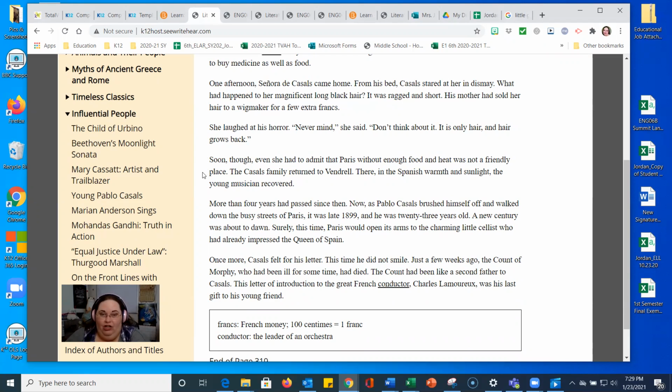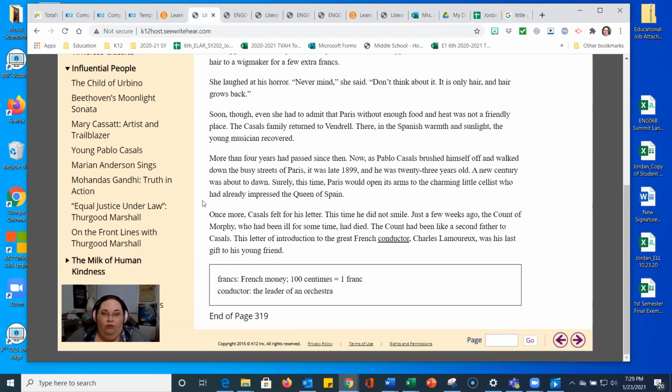Soon enough, even she had to admit that Paris, without enough food and heat, was not a friendly place. The Casals family returned to Vendrell. There in Spain, in warmth and sunlight, the young musician recovered. More than 4 years had passed since then. Now, as Pablo Casals brushed himself off and walked down the busy street of Paris, it was late 1899, and he was 23 years old. A new century was about to dawn.